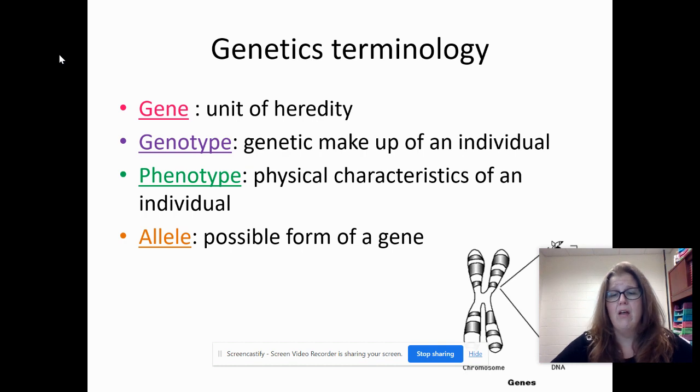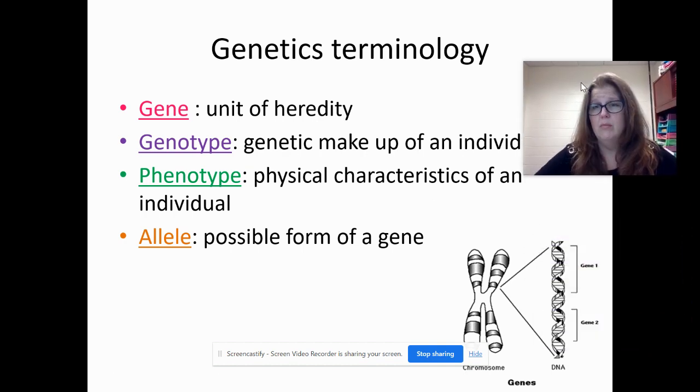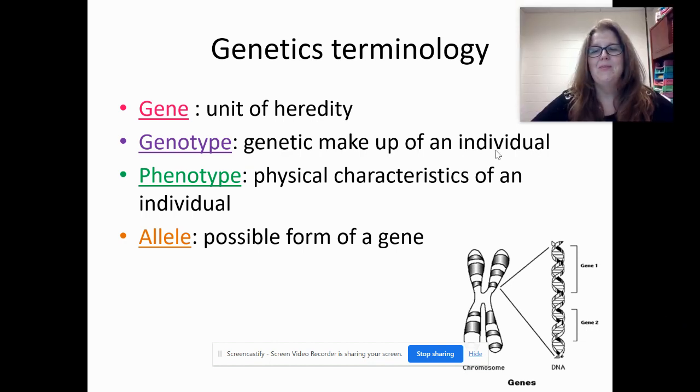So, genetics terminology that we had discussed before. I'm going to move my video so you can see this. We talked about genes before being units of hereditary information, specifically a sequence of DNA that codes for a protein. And you can see that in the image on the bottom right corner there.